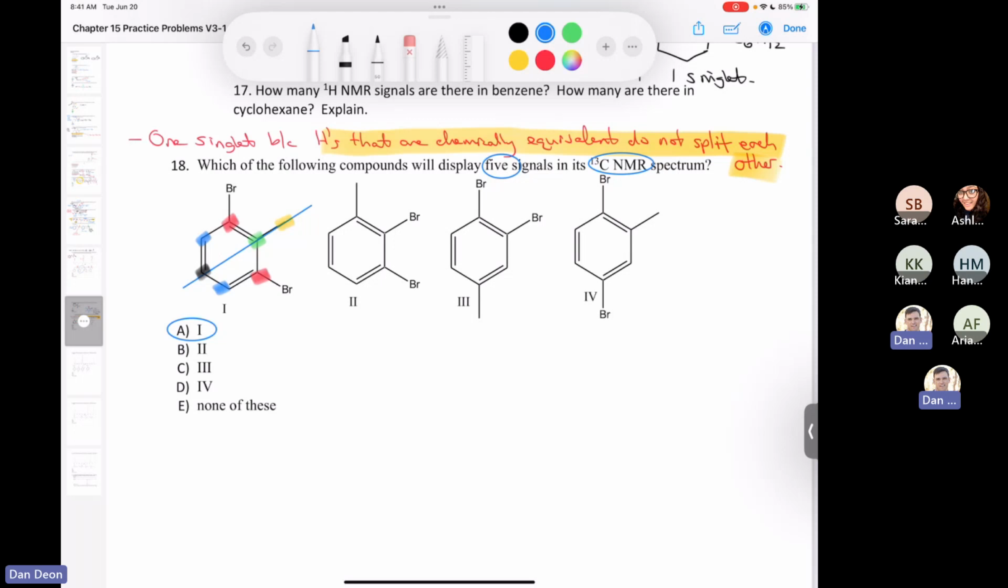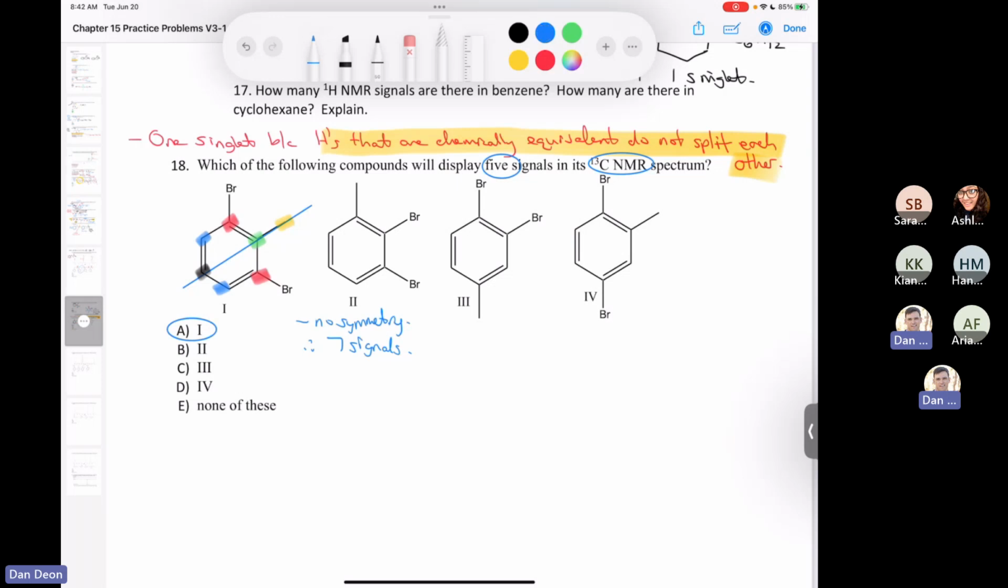Could anybody tell me how many signals you would see in number 2? How many signals would you see in this one? Anybody have an idea about this one? Yeah, Kiana says 7. I agree with you, Kiana. There's no symmetry in this molecule whatsoever. No symmetry. Therefore, you'd see 7 signals, right? And in the next one, there's no symmetry either. So no symmetry, therefore 7 signals.